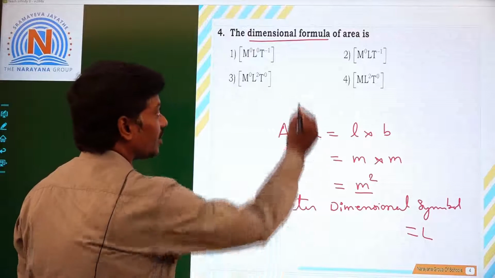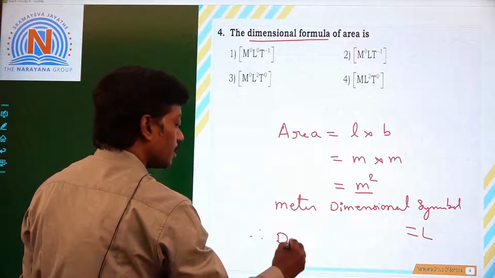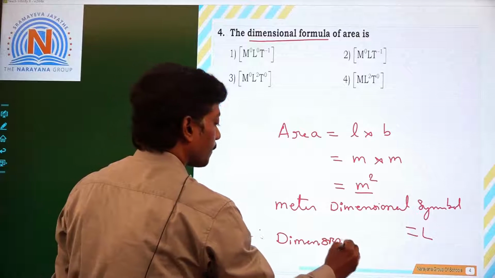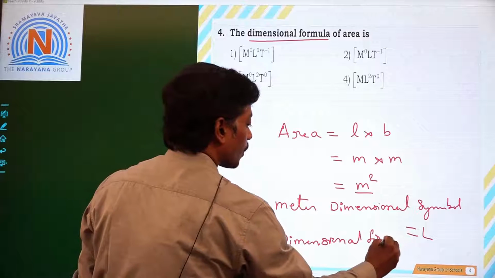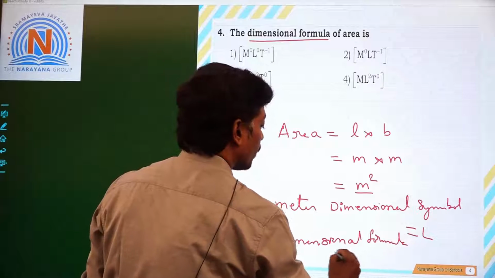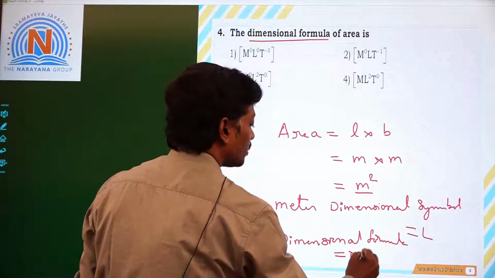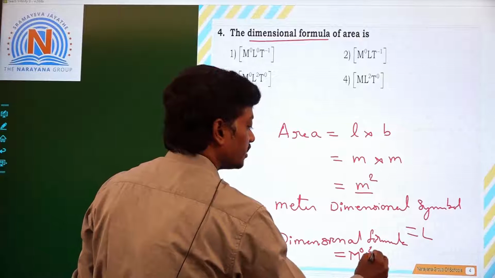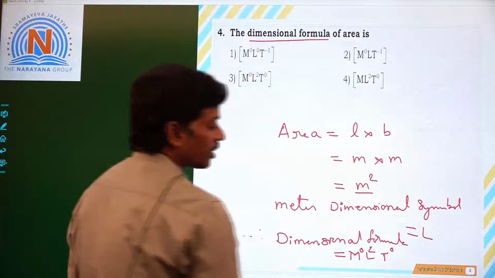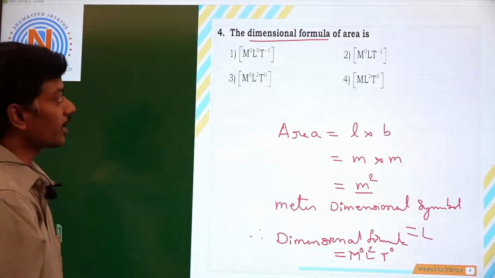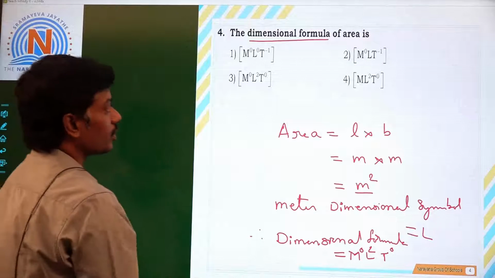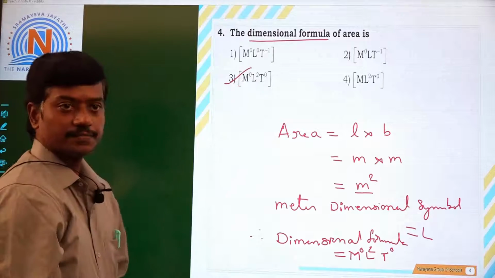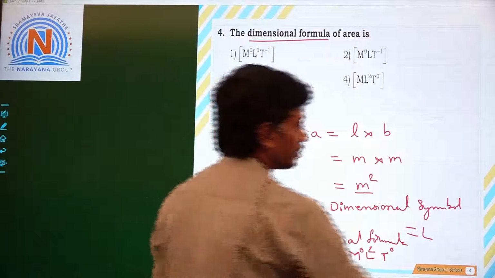Therefore, the dimensional formula of area is, mass is not there, so M power 0, meter has power 2, so L power 2, time is not there, so it is T power 0. So according to the options, M power 0, L power 2 and T power 0. So that's why third option is correct. Now let us go with the fifth question students.